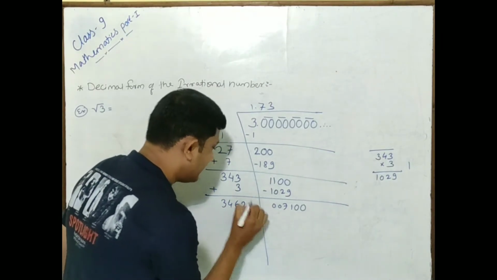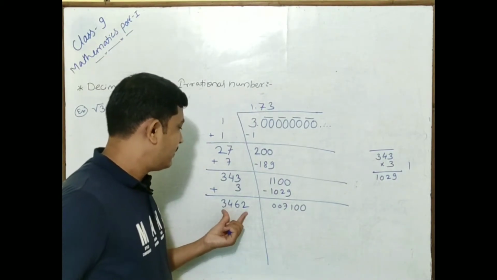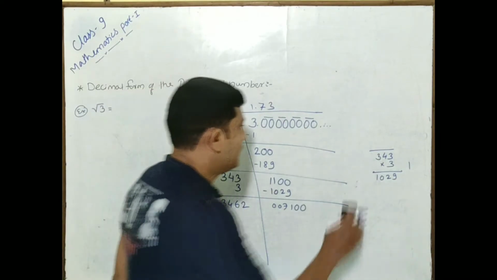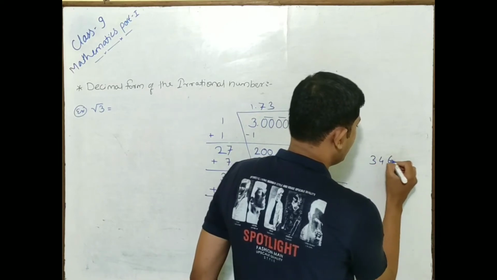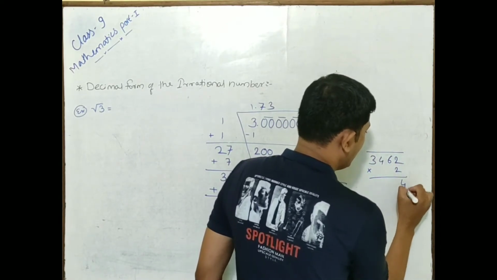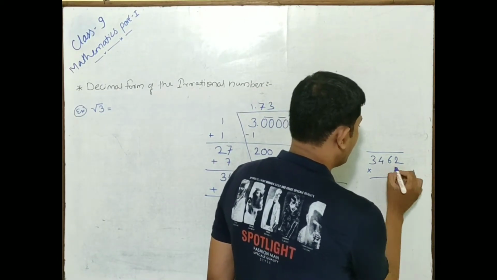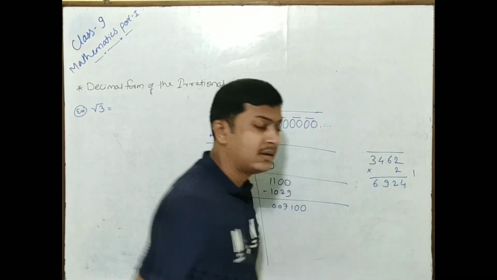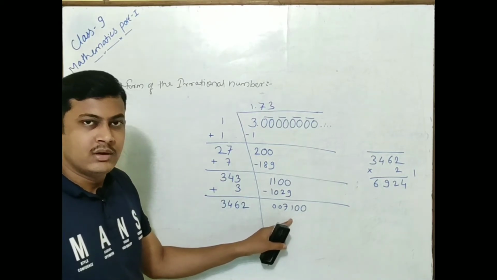4-digit number. So let's consider a 2. The number is now, the value is what? 3462. If we multiply it by 2, what do we get? 3462 multiplied by 2. What do we get here? 4. 6 twos are 12, 2 carry 1, 4 twos are 8, 8 plus 1 is 9, 3 twos are 6, that is 6924, which is less than 7100.